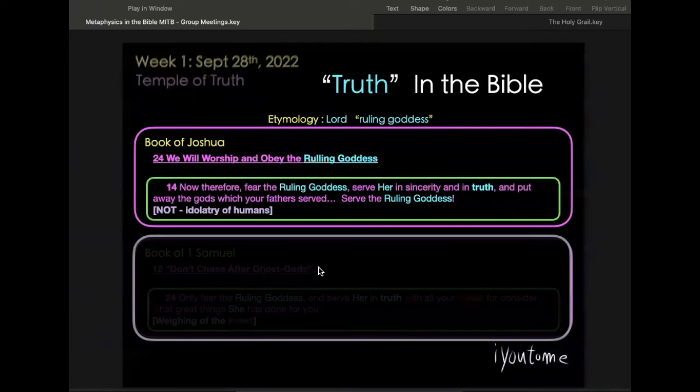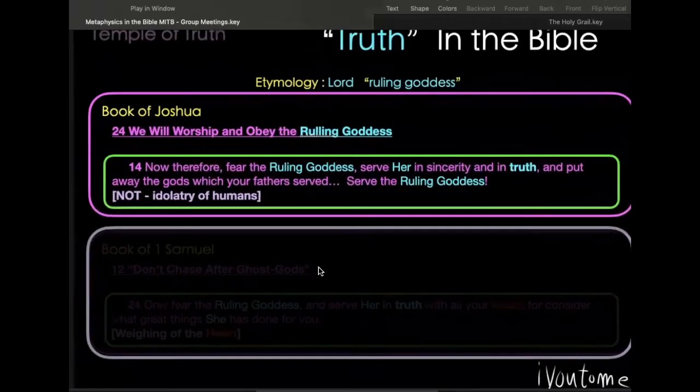So now applying the true meaning of the word Lord in verses with truth. And this is such a good feel-good now when you read the Bible. So the book of Joshua, we will worship and obey the ruling goddess, which is love, purity. Now therefore, fear the ruling goddess, serve her in sincerity and in truth, and put away the gods which your fathers served. Serve the ruling goddess. Remember, I changed ruling goddess out for Lord. What they're telling us here is there's no humans that you must worship. That's idolatry. So when you start placing these truths in the Bible, it's a feel-good.